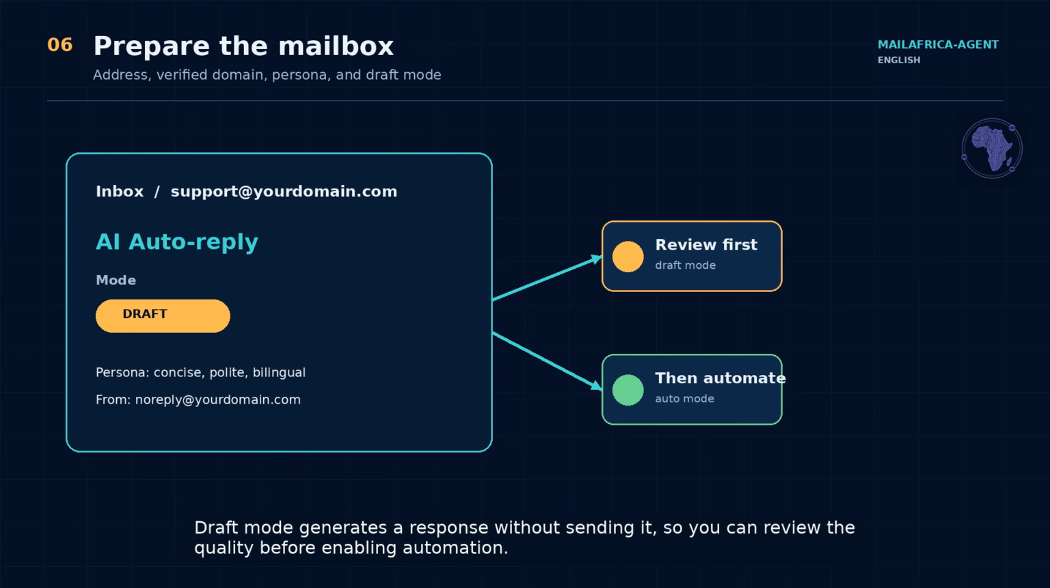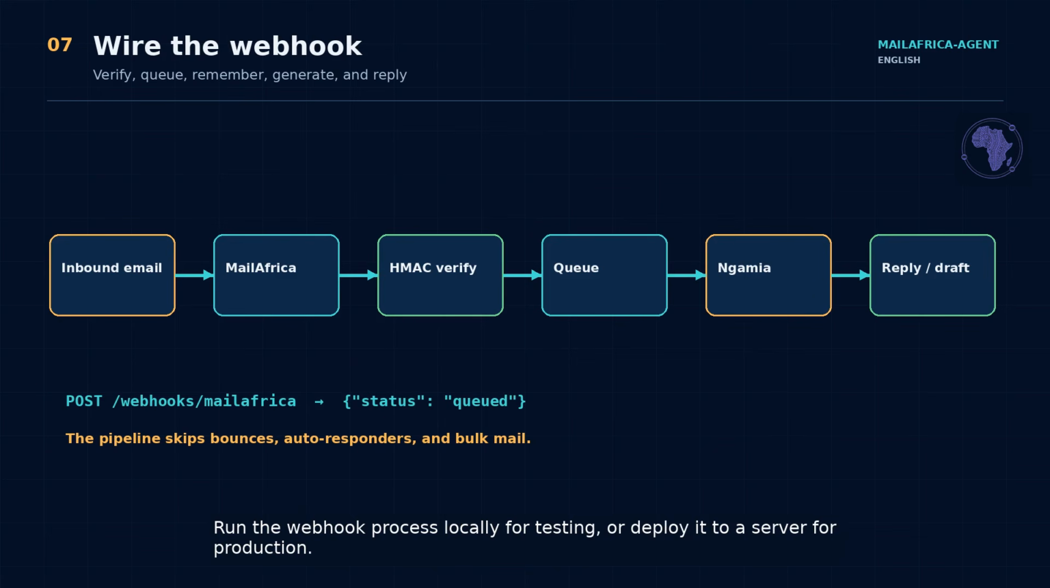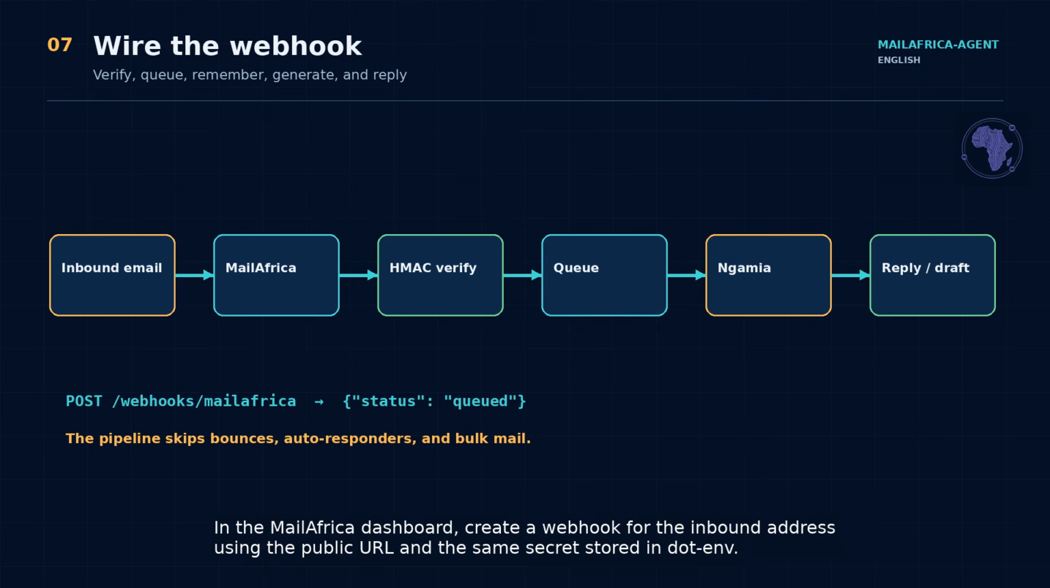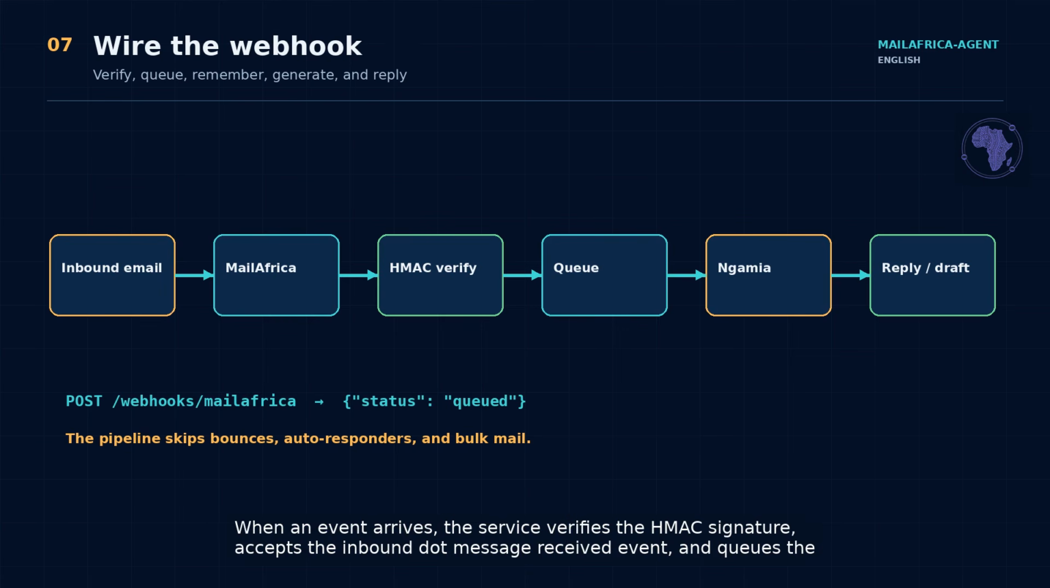In MailAfrica, create or choose an inbound address. If you want replies from your own domain, add a sending domain and publish the DKIM or CNAME records that MailAfrica provides. Then open Inbox, select the address, and open AI Auto Reply. Choose a persona, choose the from address, and start with draft mode. Draft mode generates a response without sending it, so you can review the quality before enabling automation.